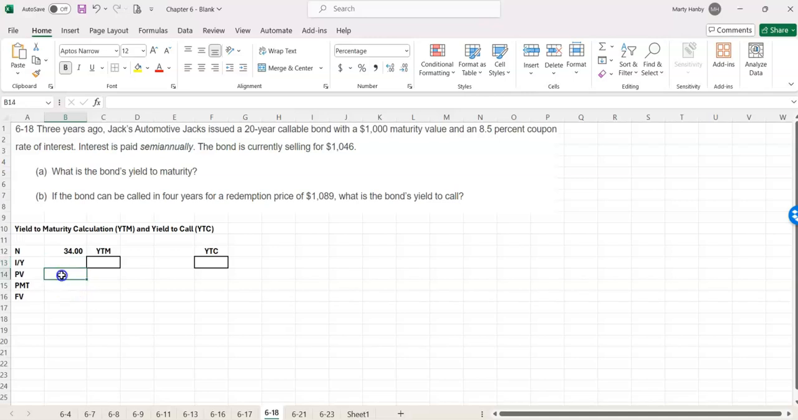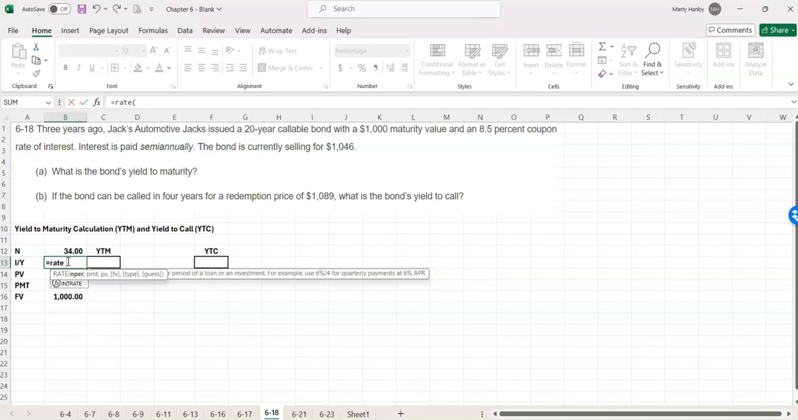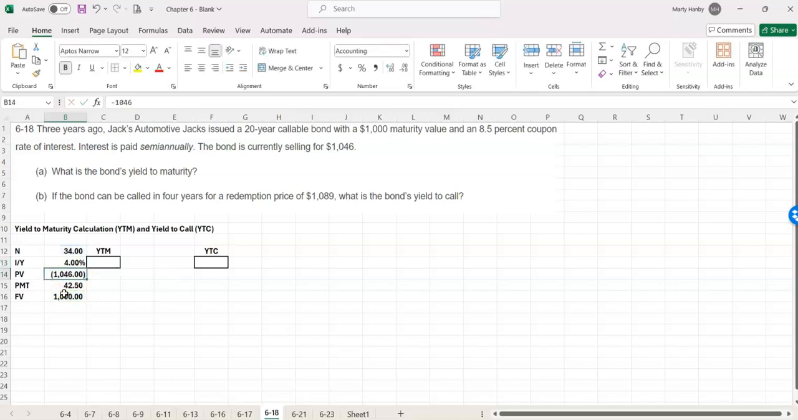We're calculating the rate. So our PV is 1,046 entered as a negative. Our coupon payment is 1,000 times 0.085 divided by 2, so $42.50 every 6 months, and $1,000 future value. So equals rate, open parentheses, number of periods, comma, payment, comma, present value, comma, and then future value, and close parentheses.